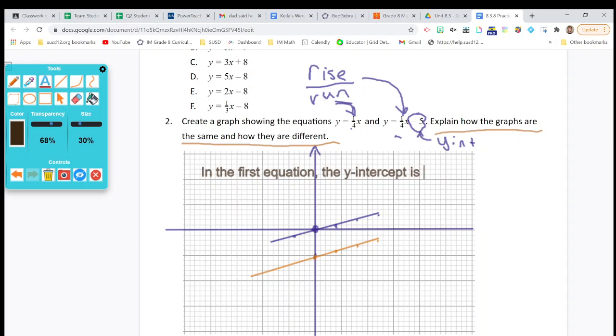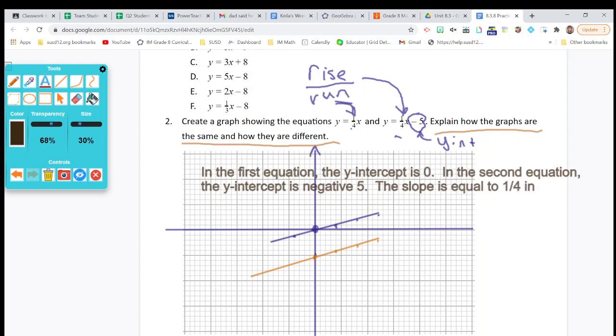y-intercept is 0. In the second equation, the y-intercept is negative 5. The slope is equal to 1/4 in both equations.